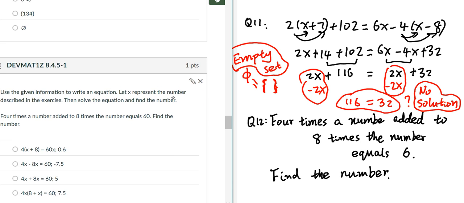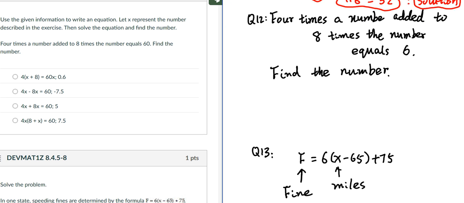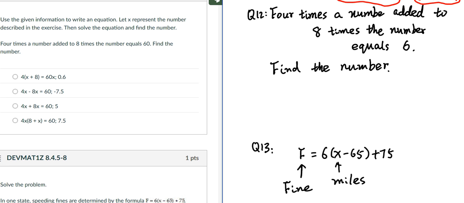Now, the following question. This one tests us on both math and English. So the statement is 4 times a number. We do not know this number. We say it is x, added to 8 times the number. The number means the same number. So x is this number, and x is also this number.